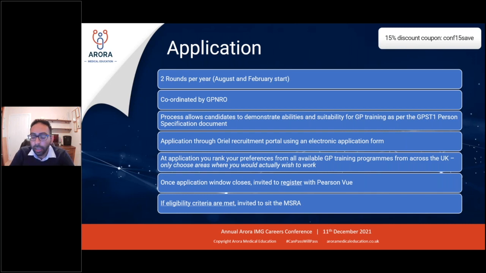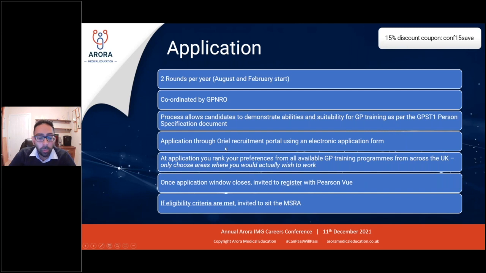So it's really important to remember, you only rank places that you actually would say yes to if you get in, because when you do your MSRA, you get a score, and you go into this ranking system, and you will be ranked anywhere that you have put on that list. So it's really important to not choose places you don't want to go to, because then you have to reject offers and stuff like that.